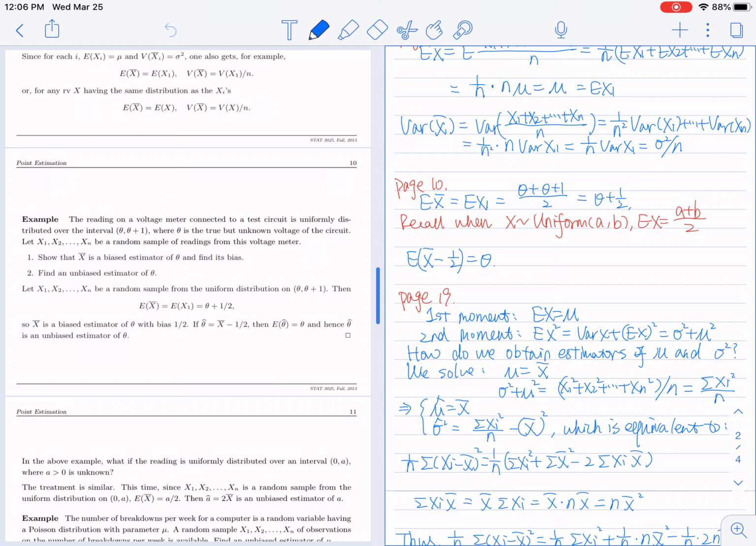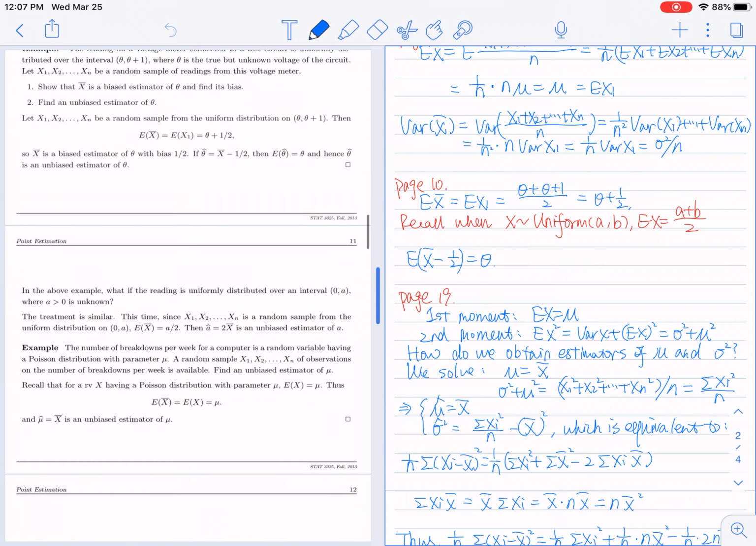And what is an unbiased estimator of theta? To qualify as an unbiased estimator of theta, the expected value of this estimator must be equal to theta. So we can rearrange the equation in the note and move the 1/2 to the left. Then we have expected value of x bar minus 1/2 equals theta. So that means x bar minus 1/2 is an unbiased estimator.